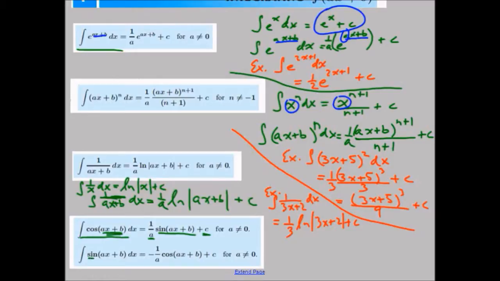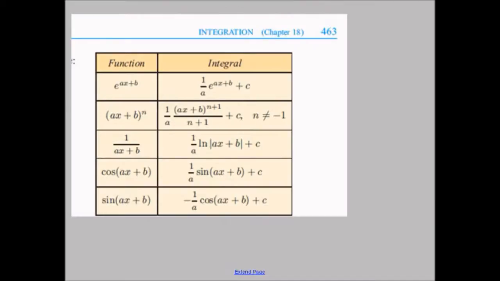Likewise, we've got sine of this. The integral of that is negative cos of that number, multiplied by the 1 over a, and put in our constant of integration. And remember, these are on page 463.